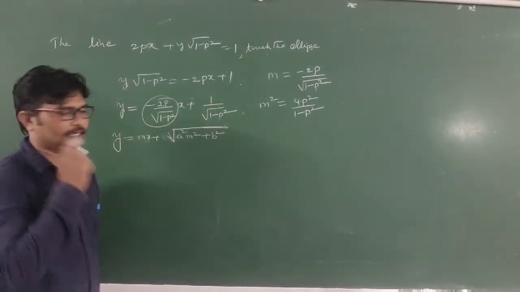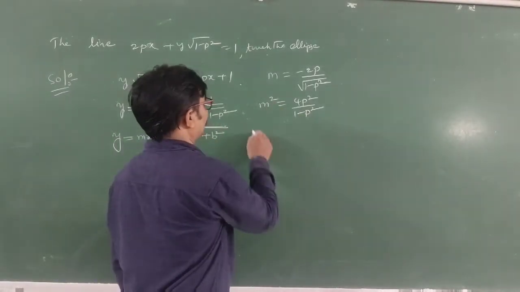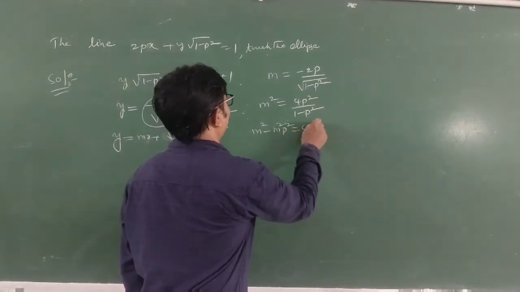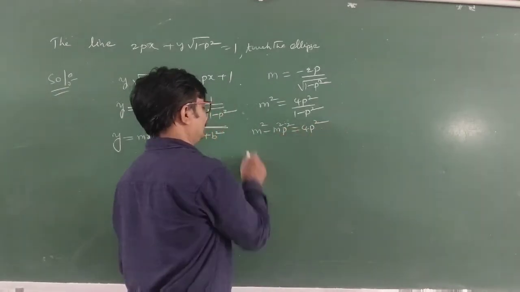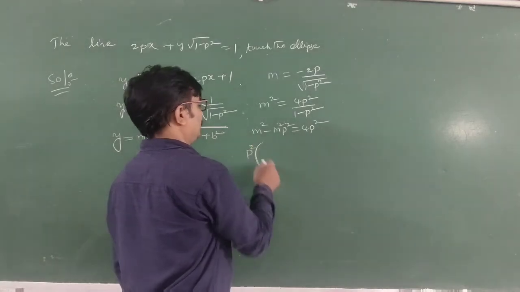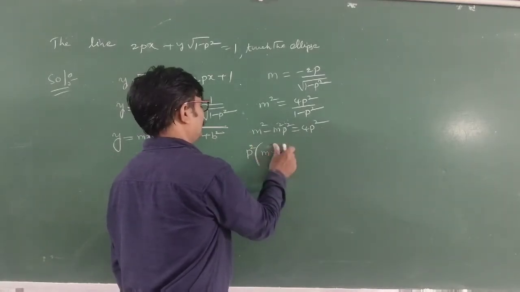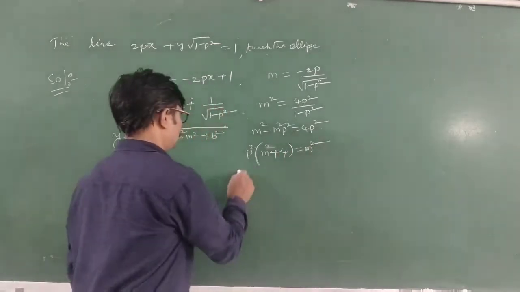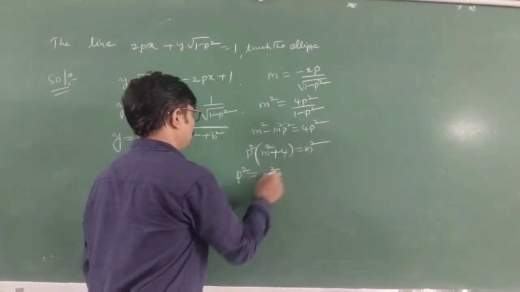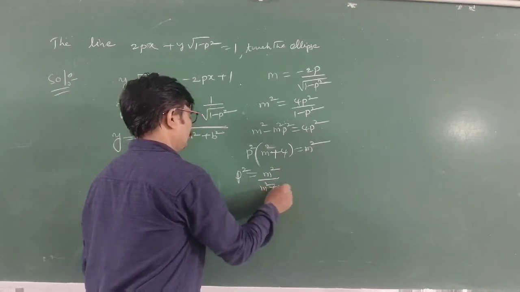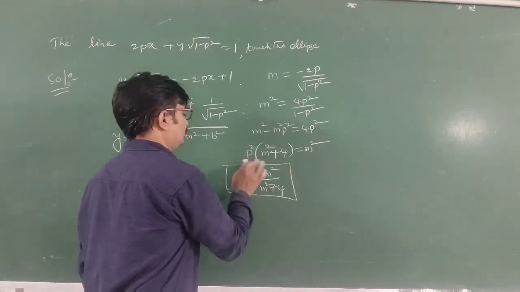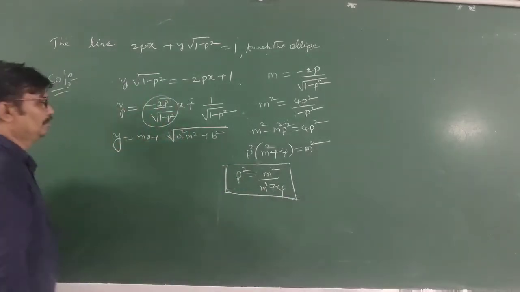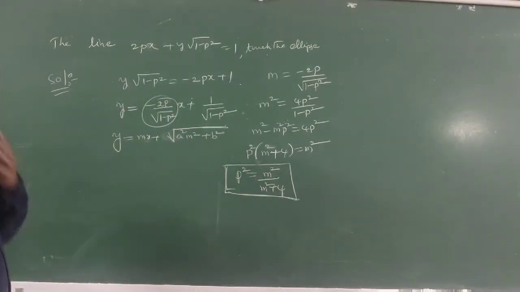Is there p square? Undoubtedly we have to find the value of p square, that is m square minus m square p square, 4p square is there. So this will be sent to the other side, students. p square into m square plus 4 equal to m square. So students, p square equals m square by m square plus 4. This is the value of p square.